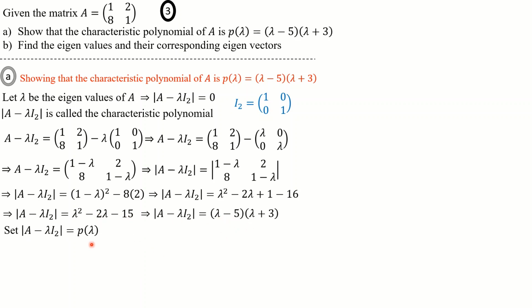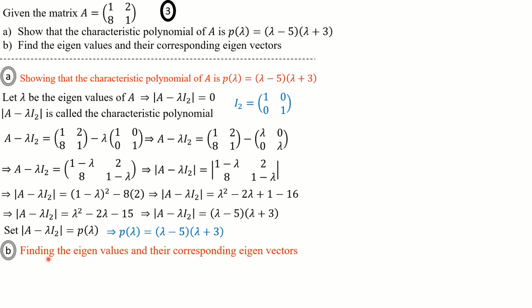That's it. So if I set this equal to P of lambda, because this is a polynomial, then I can conclude that this is actually true, because since this is a characteristic polynomial and I've gotten its corresponding expression, then P of lambda equal to lambda minus 5 times lambda plus 3 is the characteristic polynomial of my matrix A, and we are done.